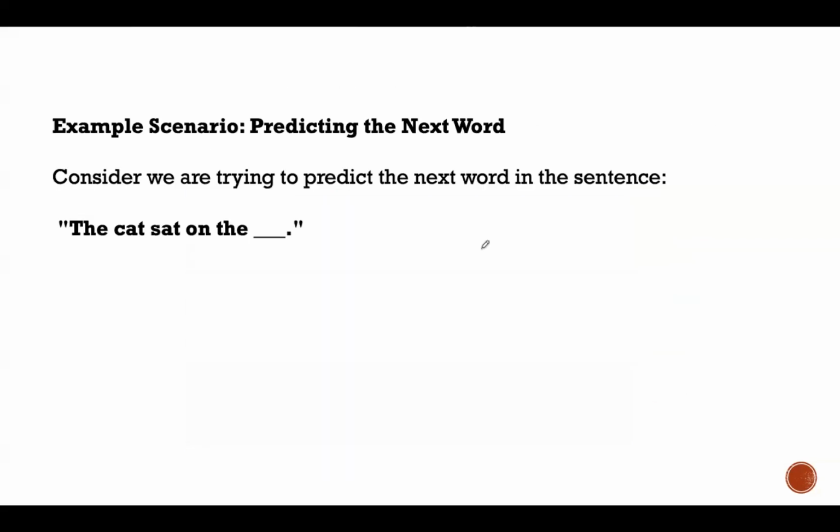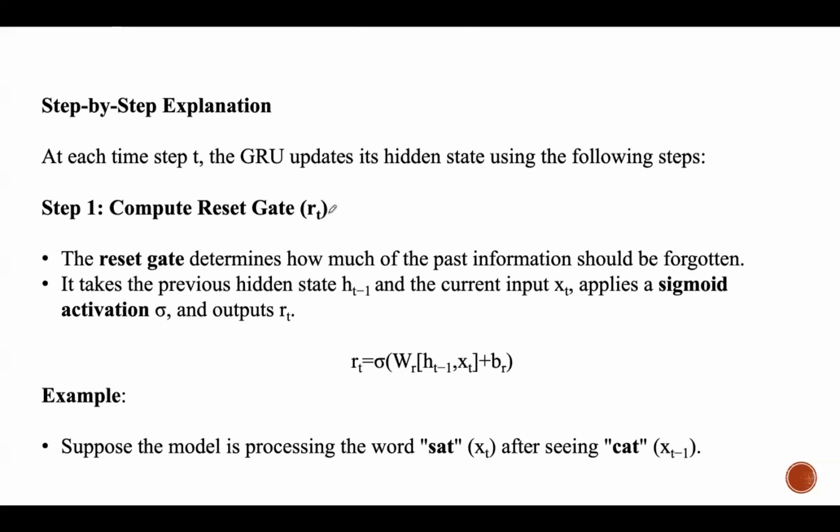Then let us see the equation part. Assume this is the scenario: we need to predict the next word in the sentence, "The cat sat on the" followed by this word. So this is the word we need to predict. Coming to the explanation of the first equation, related to the reset gate in the gated recurrent unit, this reset gate is responsible for determining how much of the previous hidden state should be forgotten before computing the new candidate memory.